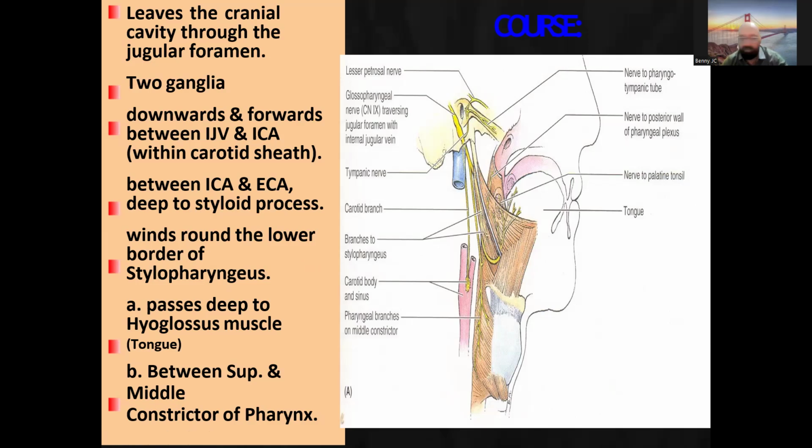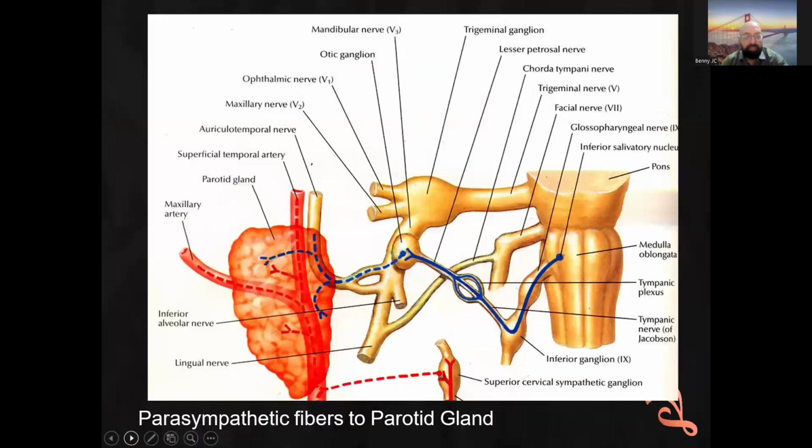So that is to the posterior one third of the tongue, whereas the other part is going to the pharynx, as I just told you, between the superior and middle constrictors along with the stylopharyngeus muscle. This part is the one which comes to the pharynx, whereas the part which goes to the tongue is going deep to the hyoglossus muscle that we see here. So this is the major part of the course that we see with regard to the glossopharyngeal nerve.